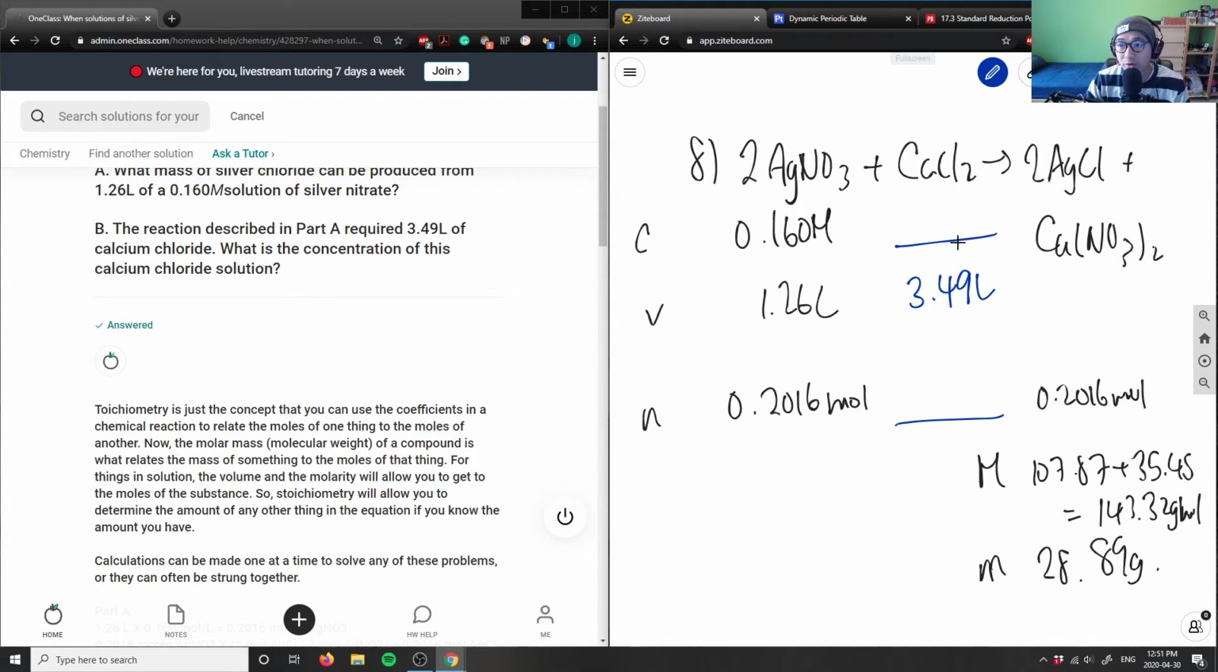So I'm going to have to figure out my moles first, right? So if I have 0.2016 and this has a coefficient of 2 here, I'm going to have to divide it by 2 to get the calcium chloride moles as well. So 0.2016 divided by 2 gives me the moles of calcium chloride here, 0.1008. And then I'm going to have to divide my moles by my volume to figure out my concentration here.